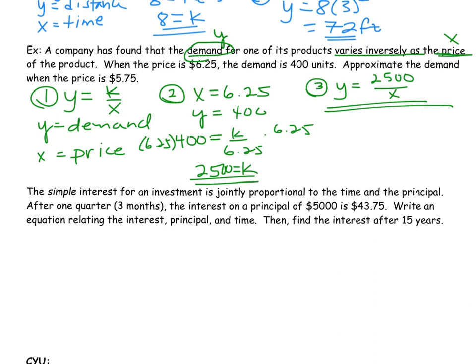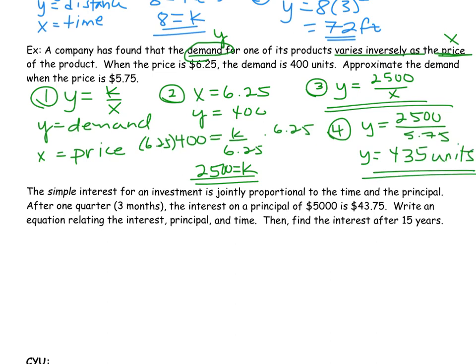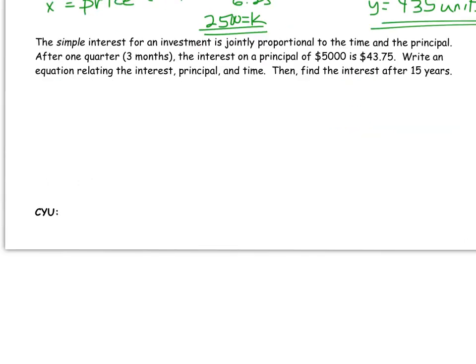Now it says approximate the demand when the price drops to $5.75. Typically, it would make sense that the demand would go up. If the thing is cheaper than the original price, more people would likely buy it. So if we substitute in that new price, we would have y equals 2,500 divided by 5.75. And guess what? If you plug that into your calculator, the demand for the unit goes up to 435 units. And that's an example of inverse variation.